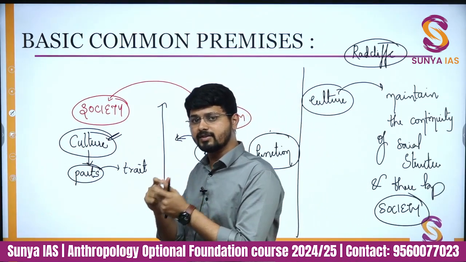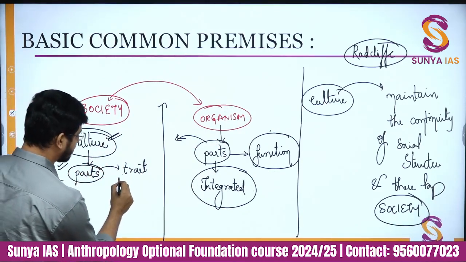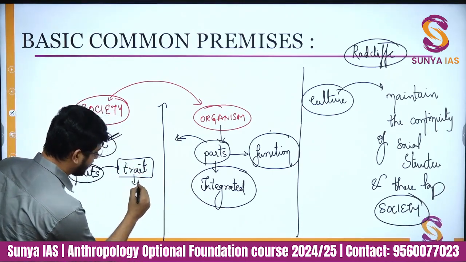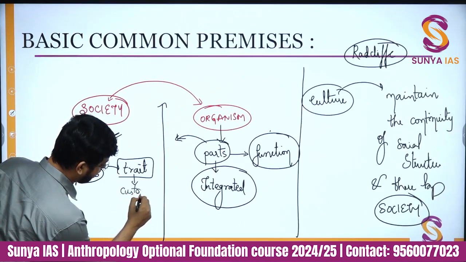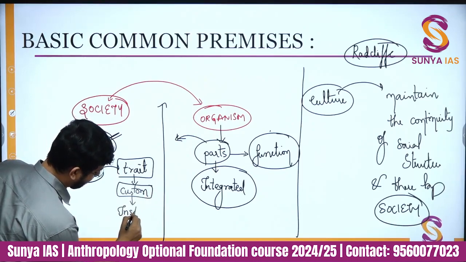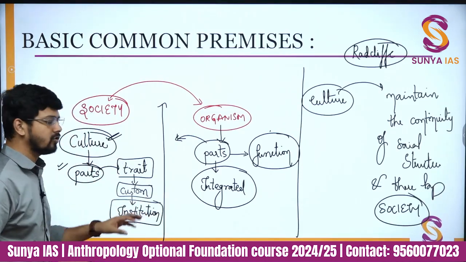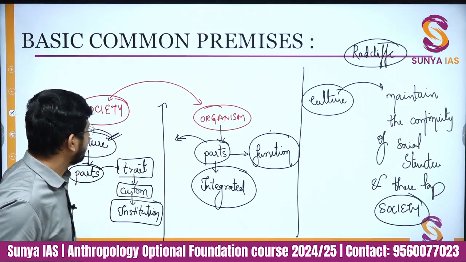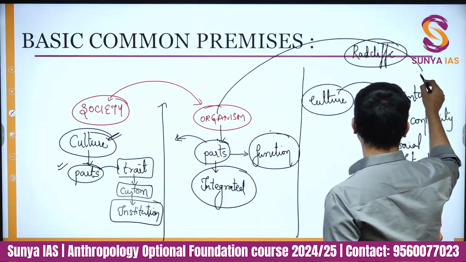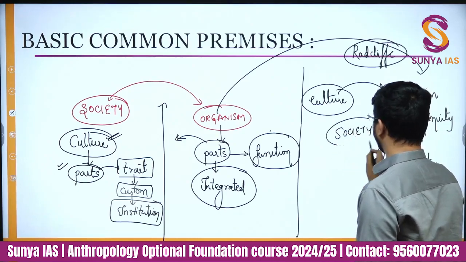So there are certain basic parts, or basic tenets, of culture, which are known as traits. Several traits combine to form a custom, and several customs combine to form an institution. So in the view of Malinowski, just like an organism there is culture. Here the comparison is being made to the society, right?